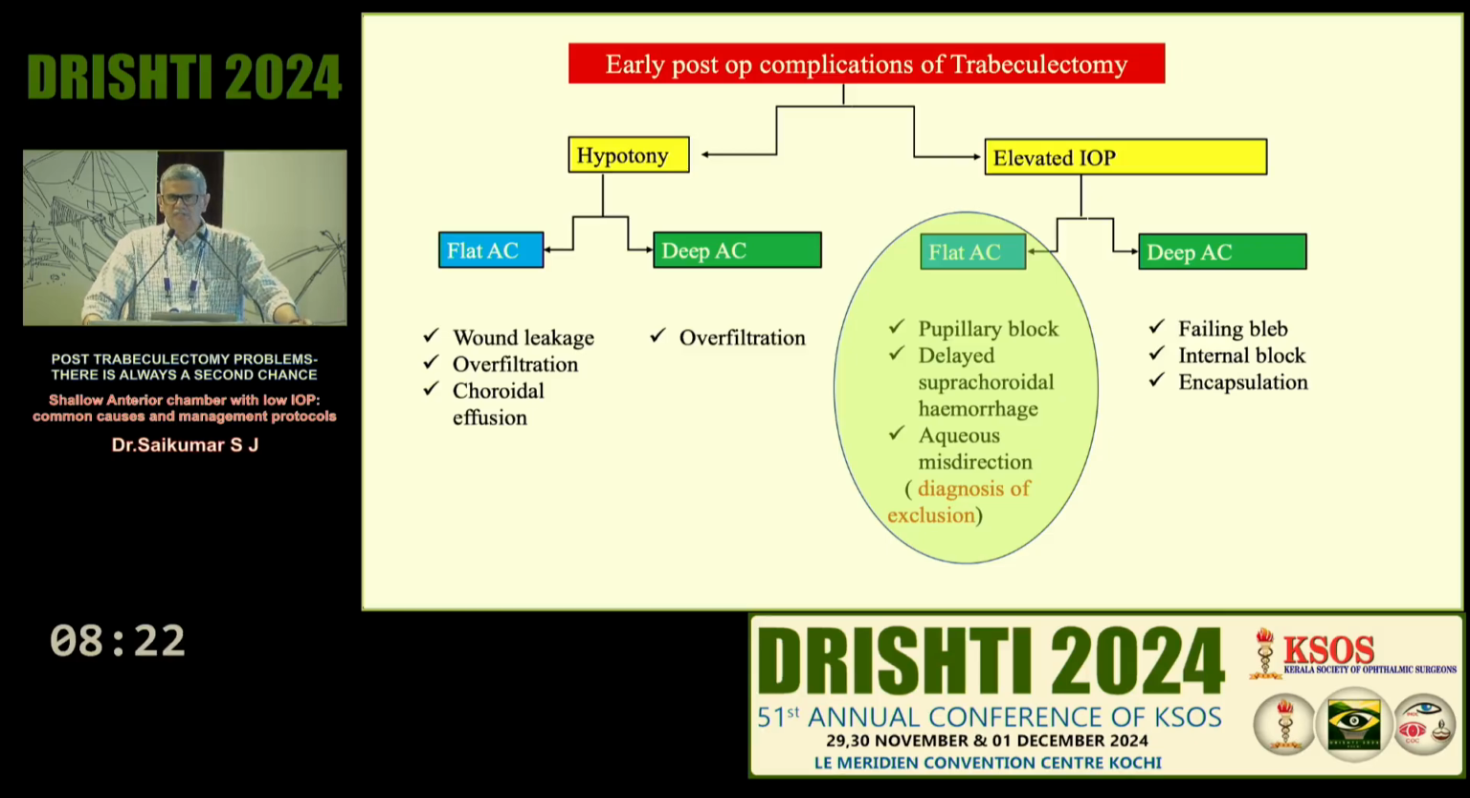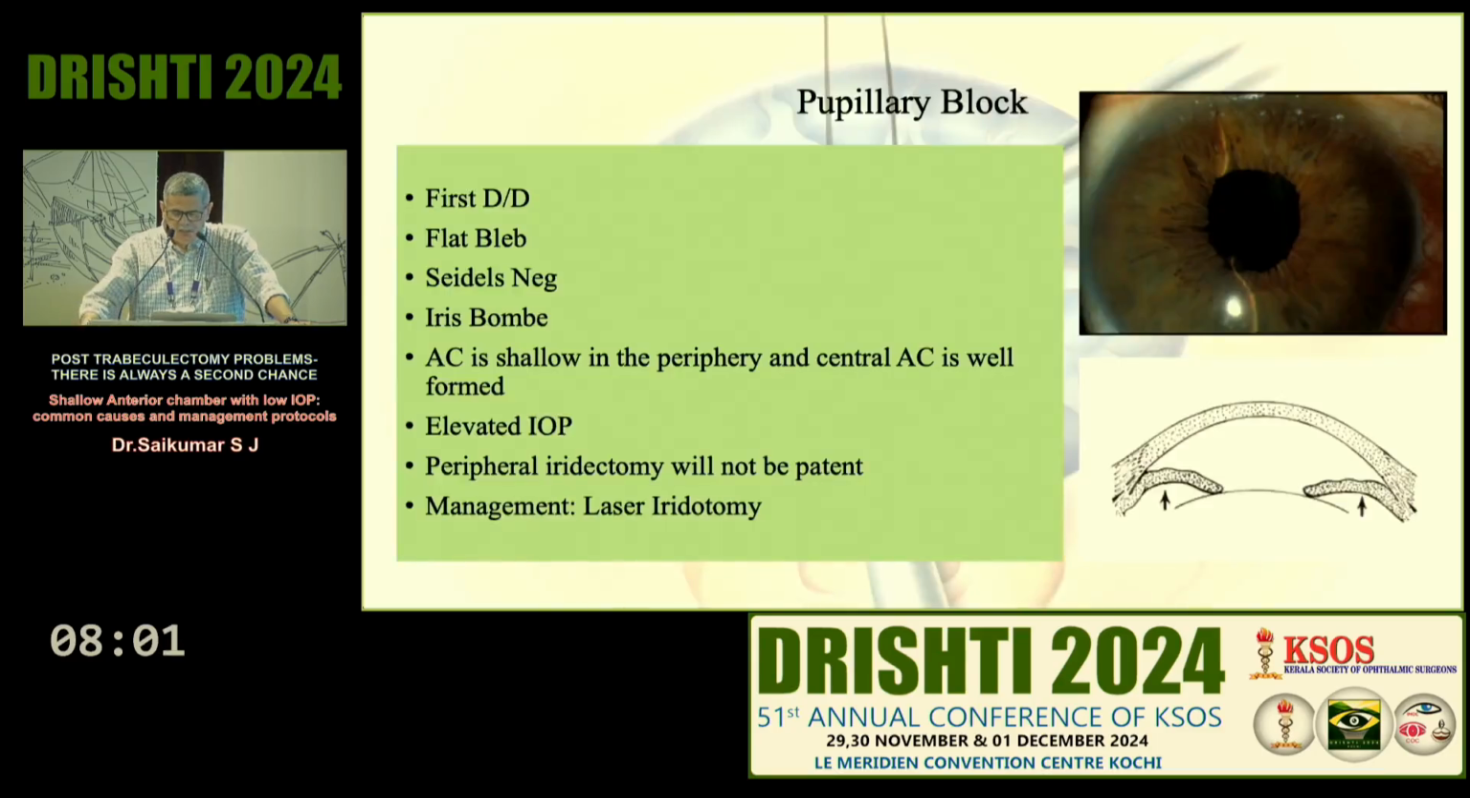And I am going to discuss the flat or shallow anterior chamber with an elevated intraocular pressure. Basically we are looking at 3 entities here. The first one is a pupillary block, the second one is a delayed suprachoroidal hemorrhage, and the third one is malignant glaucoma or the aqueous misdirection syndrome. The pupillary block, at least in my practice, should come in as the first diagnosis whenever you have a shallow anterior chamber with a raised intraocular pressure.